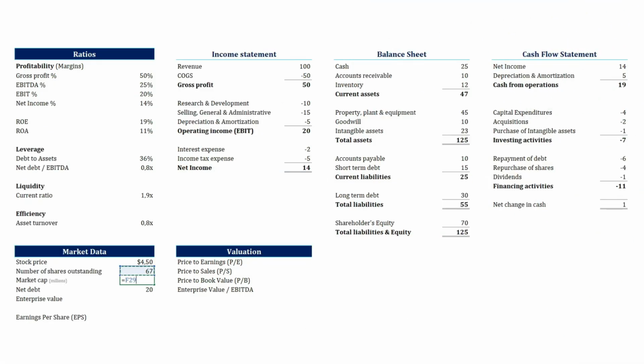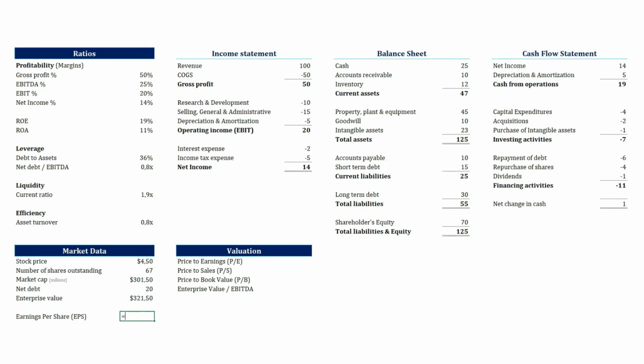To calculate the market cap, we multiply a stock price by the number of shares outstanding, and then we add the net debt to arrive at the enterprise value. To calculate the earnings per share, we take the net income and divide it by the number of shares. Now we are prepared to see the valuation ratios.